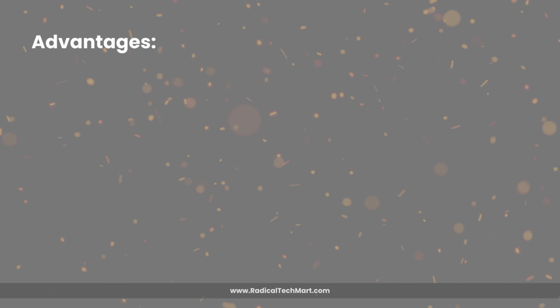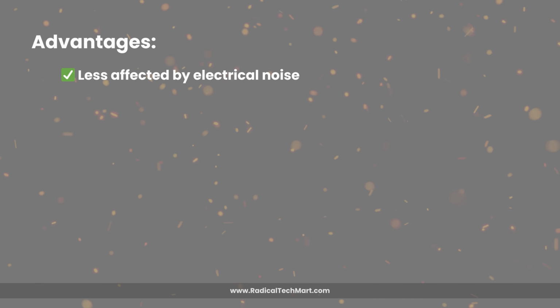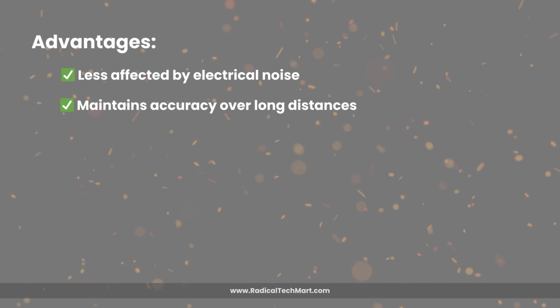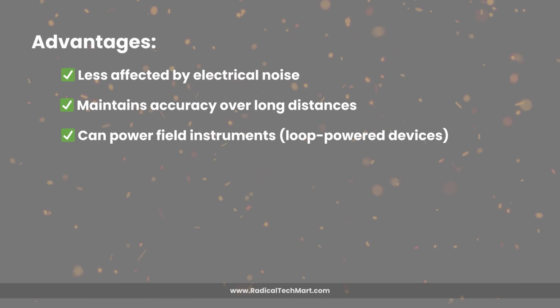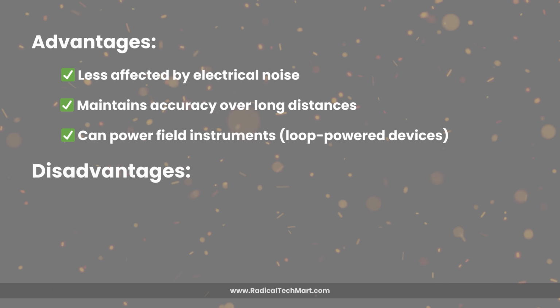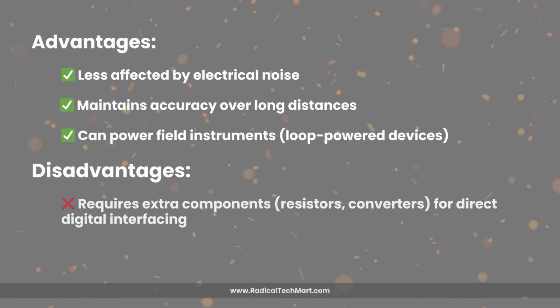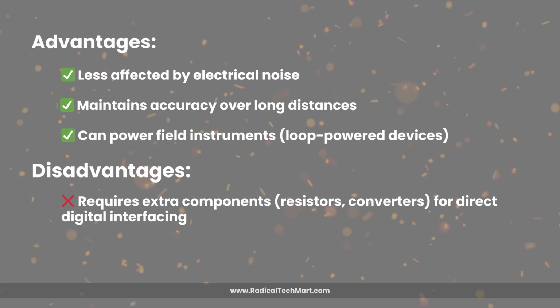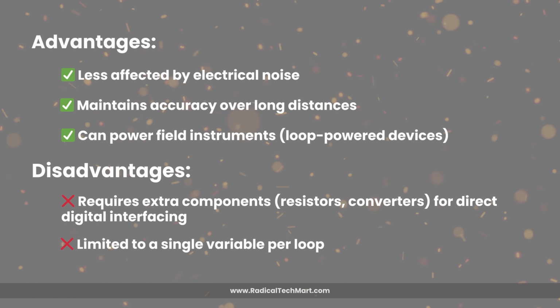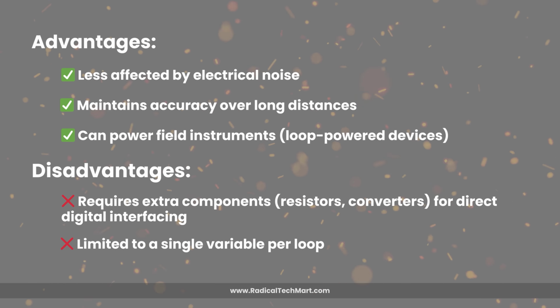Their main advantages are, first, less affected by electrical noise, second, maintains accuracy over long distance, and third, can power field instruments, loop power devices. And their main disadvantages are, first, require extra components like resistors and converters for direct digital interfacing, and second, limited to a single variable per loop.